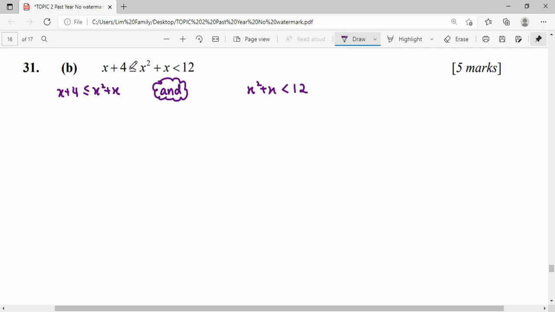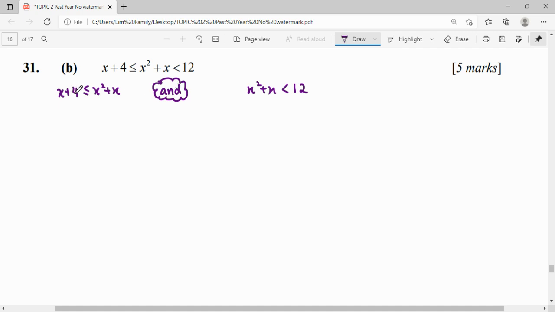Now we have separated these into two inequalities. We are going to solve the left hand side inequality and the right hand side inequality. After we get their answers, we use them to do an intersection because of the definition of intersection here.